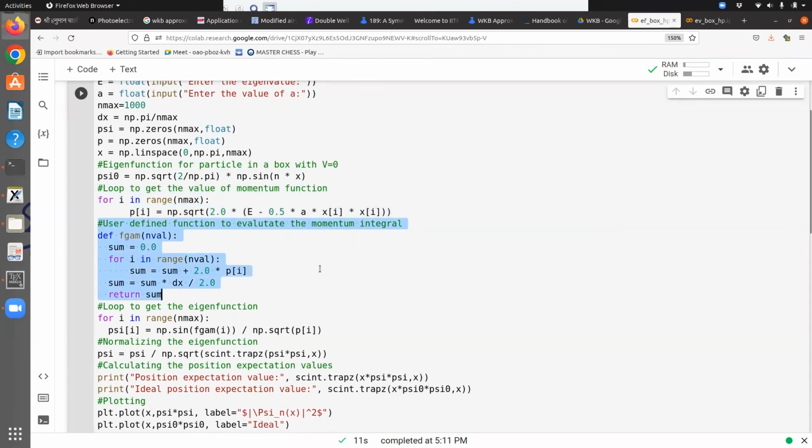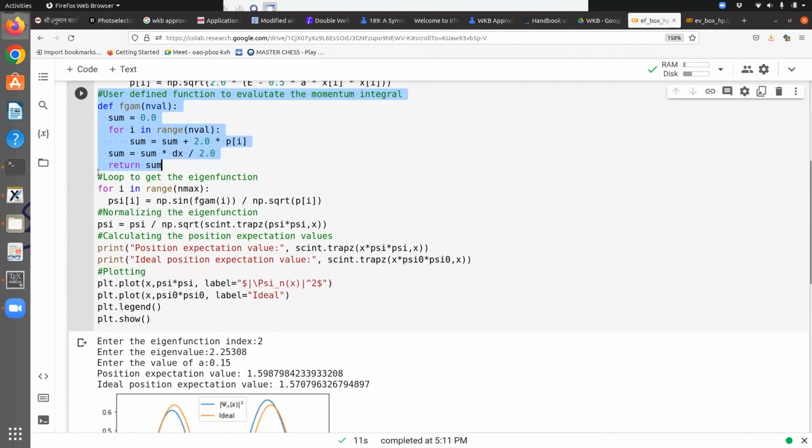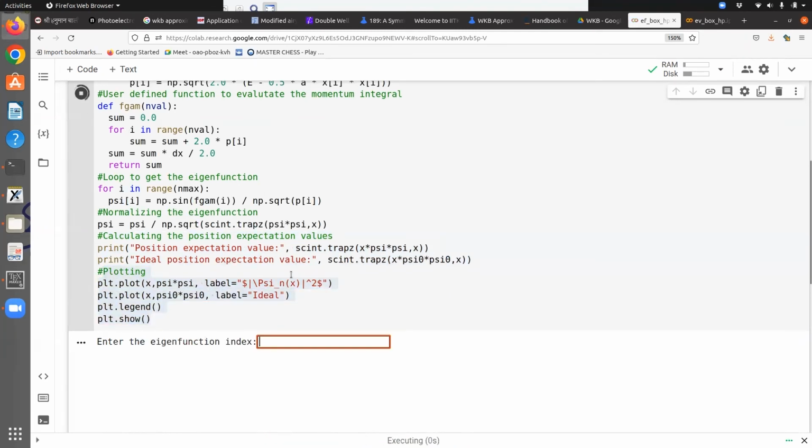This is where we have a user-defined function to evaluate the momentum integral. Now we run a loop to get the eigenfunction. Then we normalize the eigenfunction. After that, we calculate the position expectation values, and finally we plot the results here. Let us run the code and see some outputs.